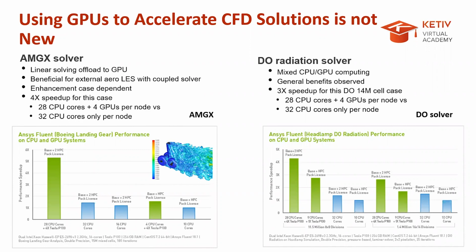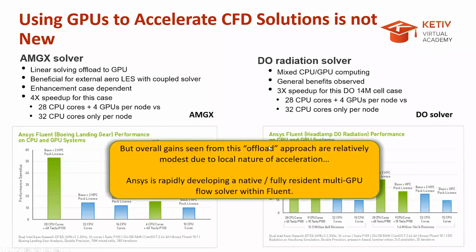So how do we solve this, right? How do we improve this performance even further? What we do is we do the entire simulation, every portion of the calculation on the GPU. And that is what we are going to primarily discuss in today's KVA, wherein we talk about the latest and greatest, the exciting new native or fully resident multi-GPU Fluent solver. In this particular approach, you're not using a combination of CPUs and GPUs, you're doing the entire calculation on your GPUs, okay?